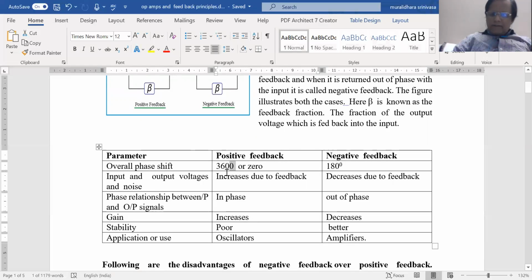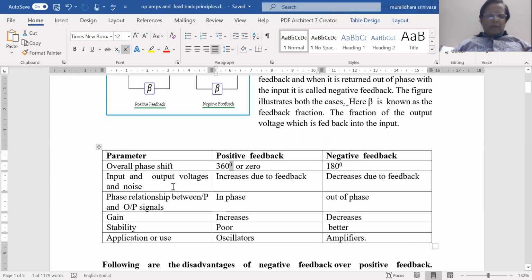A 360 degree phase shift simply means that the input and the feedback fraction are in phase with each other. So you can also say the phase shift is 0. In negative feedback, as you saw, the positive or non-inverting terminal was given the input. So the output is in phase with the input, and it was returned to the negative terminal, providing thus a 180-degree phase shift. So the phase shift here is 180 degrees.